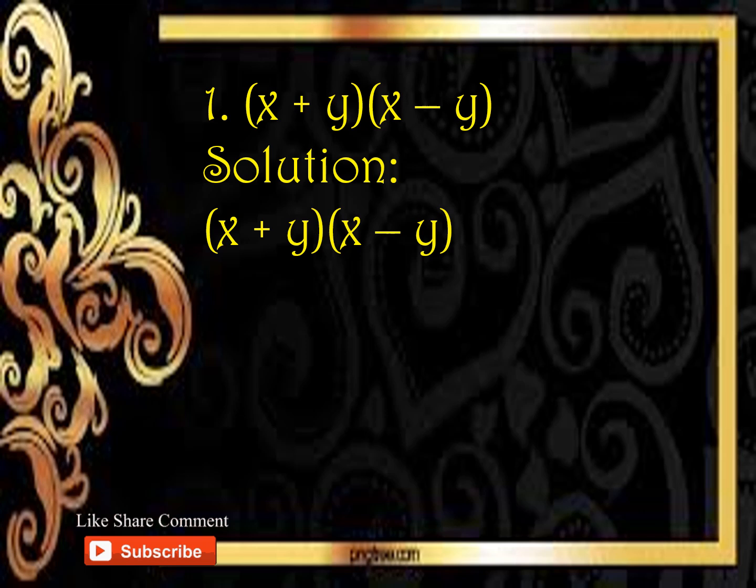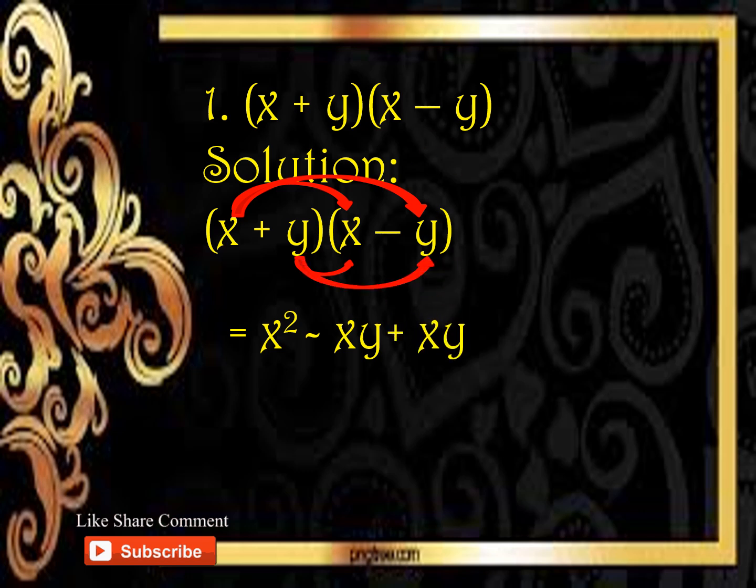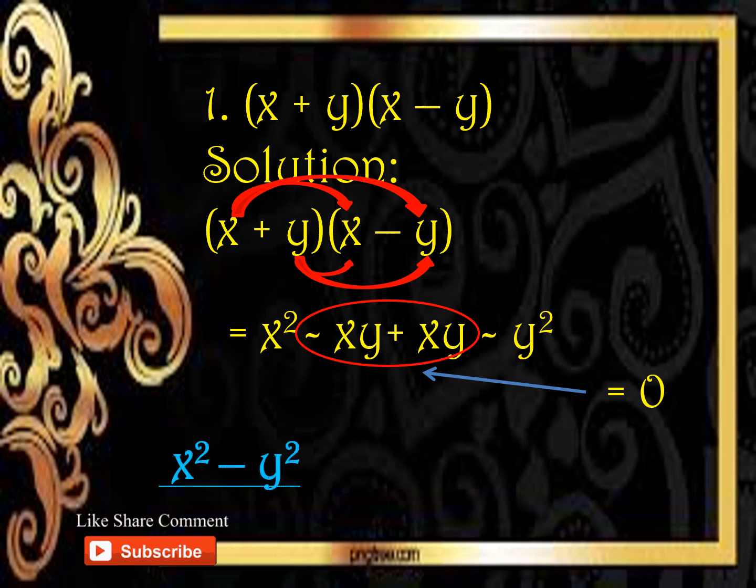So let's try. x times x is equal to x squared. x times negative y is equal to negative xy. x times y is equal to positive xy, and y times negative y is equal to negative y squared. So let's combine the similar terms. Negative xy plus positive xy is equal to 0. So our answer is equal to x squared minus y squared.